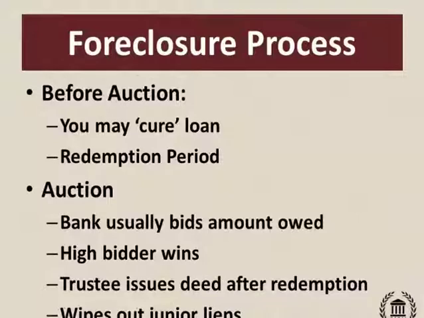The auction wipes out junior liens. So when you have an auction and a lien is foreclosing, it wipes out all liens behind them, not liens that are superior or senior in front of them. That's if the bank isn't the high bidder. The bank could be the high bidder.